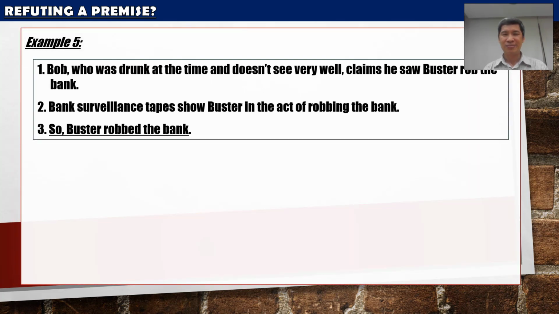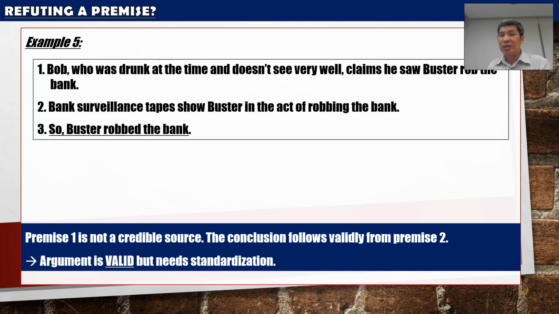Now let's go to one more example. Bob, who was drunk at the time and doesn't see very well, claims he saw Buster rob the bank. Bank surveillance tapes show Buster in the act of robbing the bank, so Buster robbed the bank. Which argument do you have to focus on in order to attack? If you focus on the first premise, number 1, even when it is true, it doesn't make a difference. Number 2 should be the target. Because if you can find out the fact for number 2, you can defeat number 2, you can just defeat this argument. Number 1 is not a credible source, and the argument follows necessarily from premise number 2.